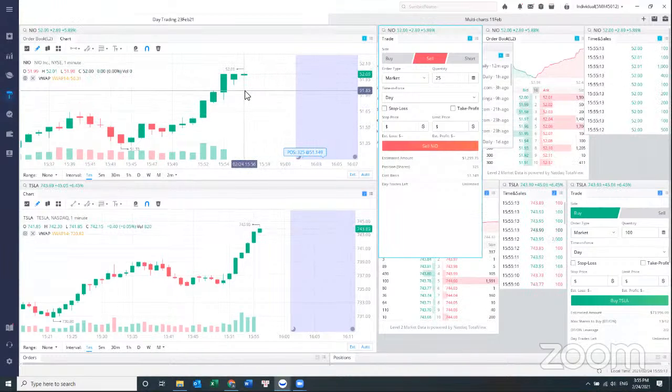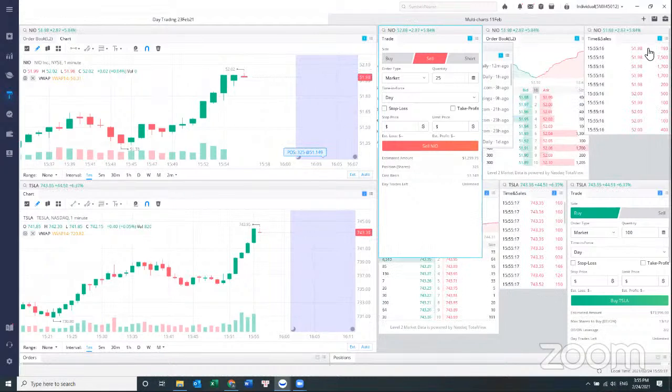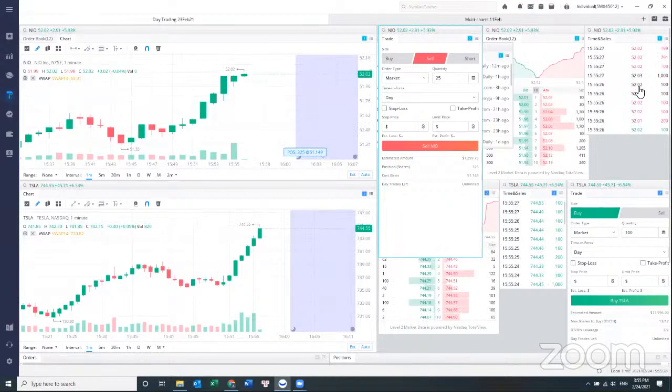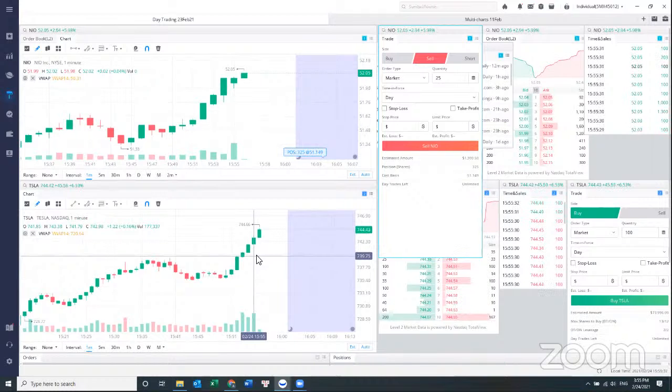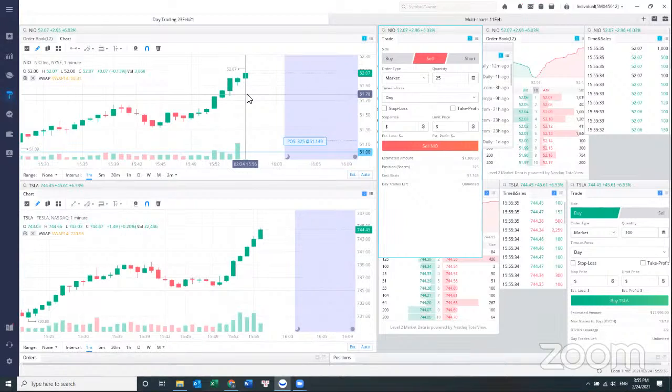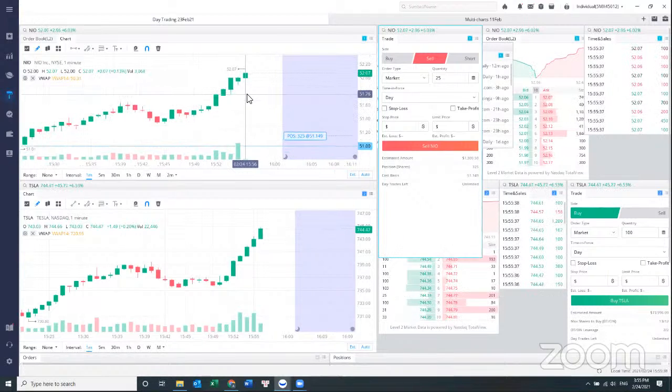Come on, 52. There we go, 52.01. See executions? No, not yet, actually. Yeah, now 52.01. That means there are shares being traded at 52.01. 52.02 now. All right, Tesla is just screaming higher, 744 now. Okay, NIO 52.07. I have just 25 shares left.